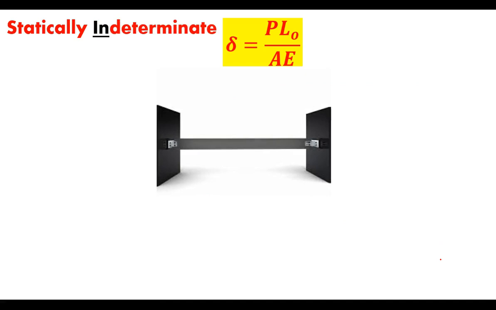Now, if we have a structure that is fixed at both ends, as opposed to one side hanging free, we have what is known, and I put this in a different color, as a statically indeterminate structure. So now it is statically indeterminate.